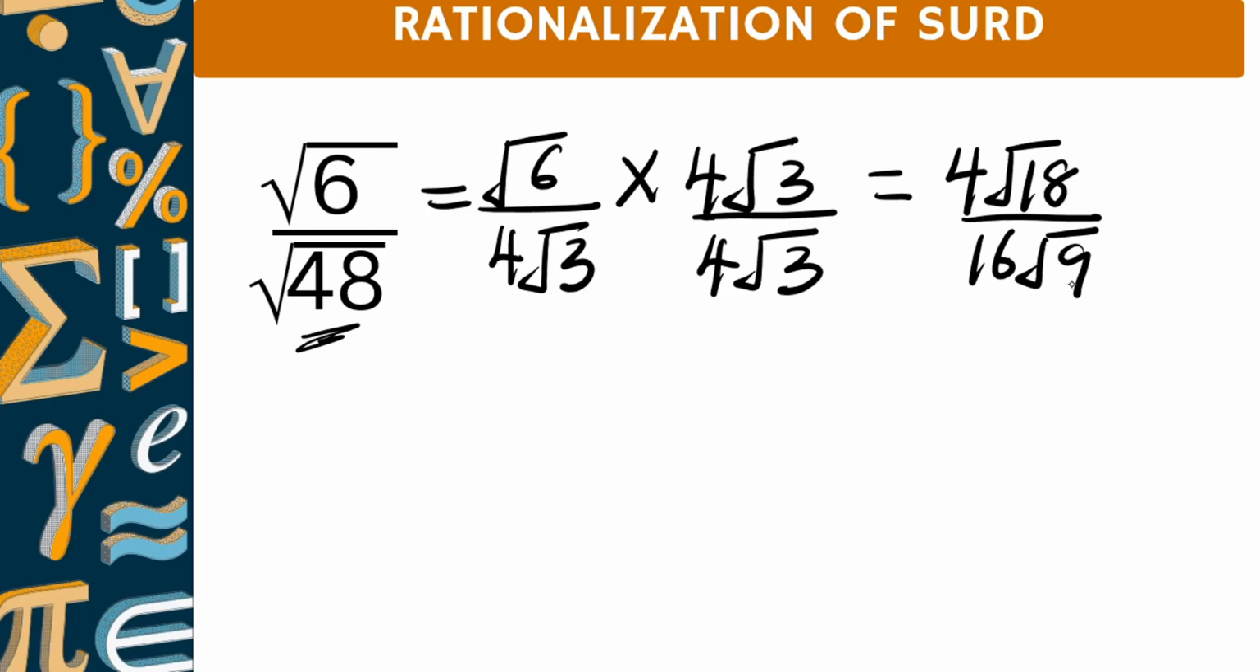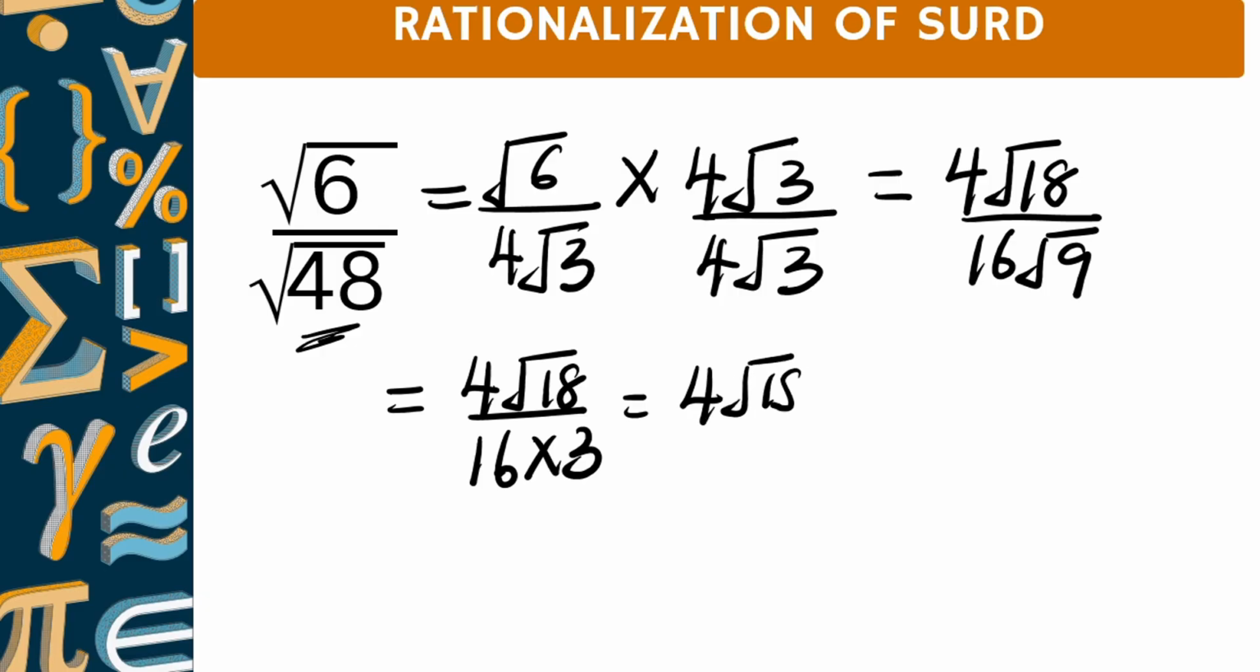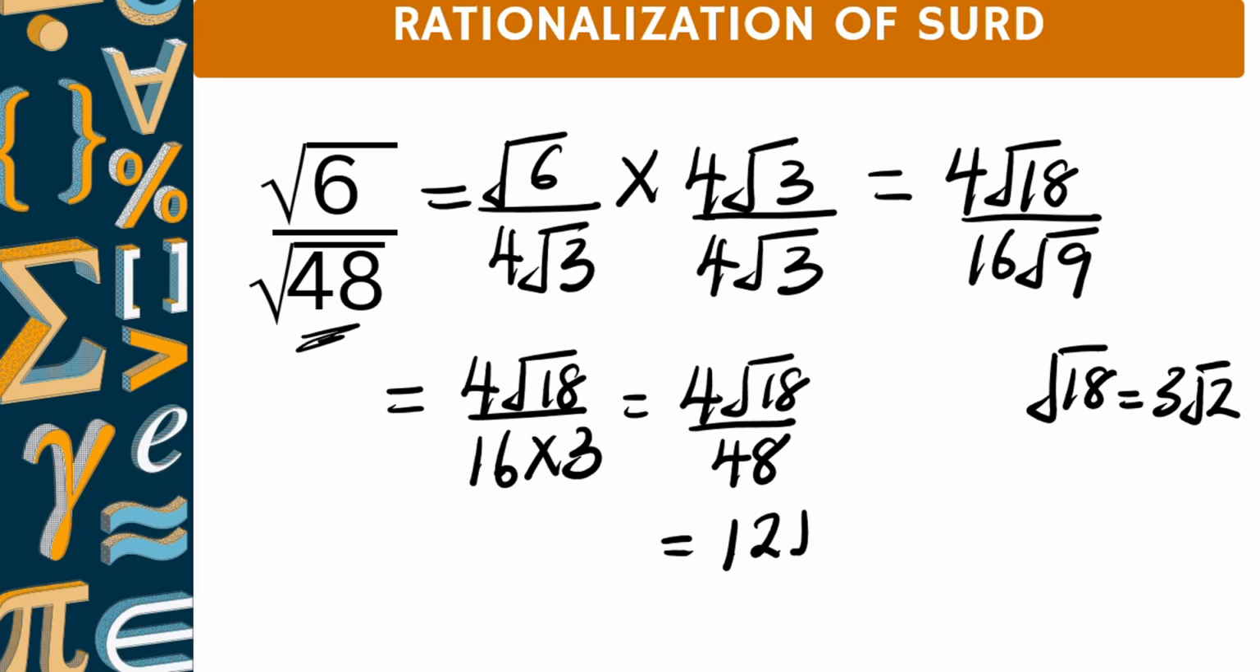16 root 9. So I'll be having 4 root 18 all over 16, and root 9 is 3. So this will be 4 root 18 over 48. Now looking at what we have up there, 18 is not in its simplest form as a surd. So reducing 18 to its simplest form would be 3 root 2. So multiplying that with 4, that will be equal to 12 root 2 over 48.